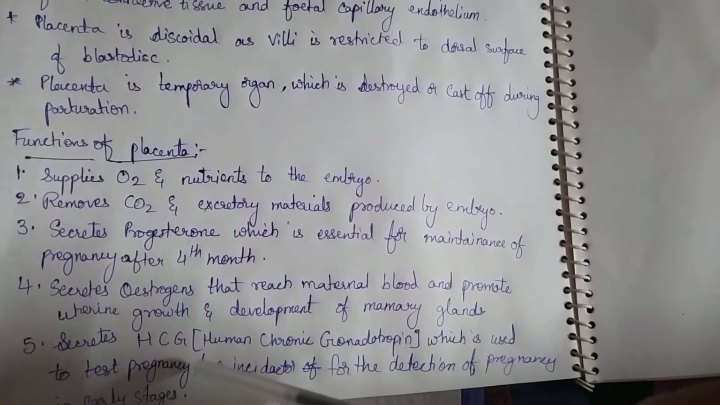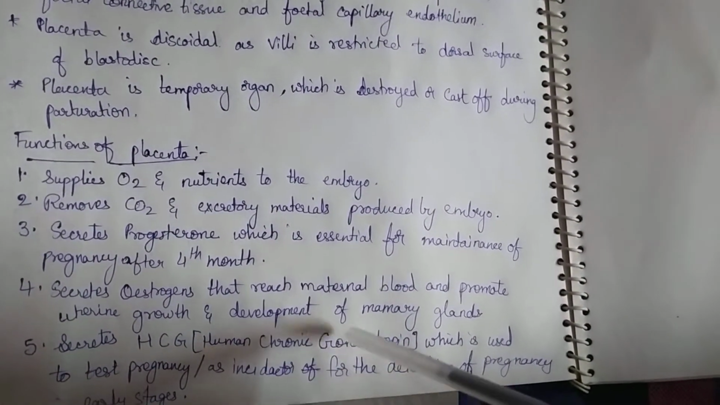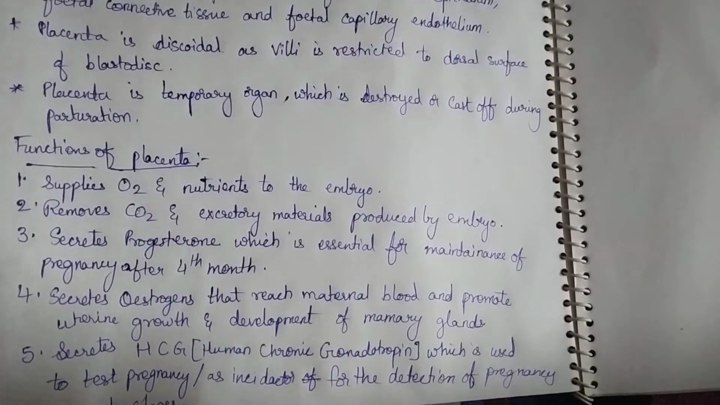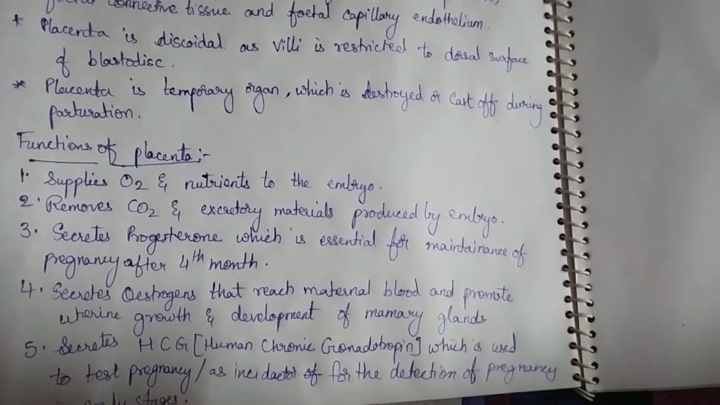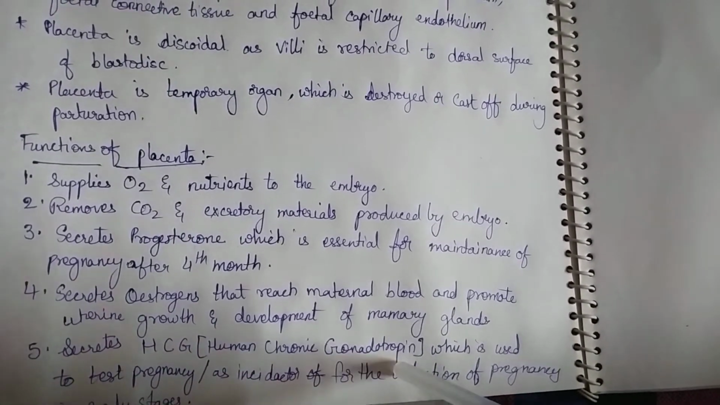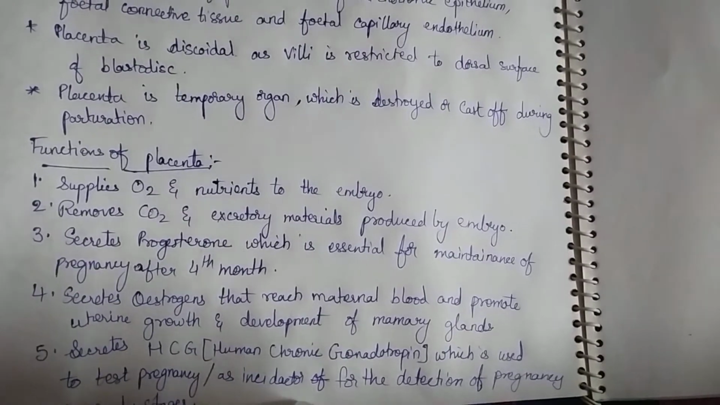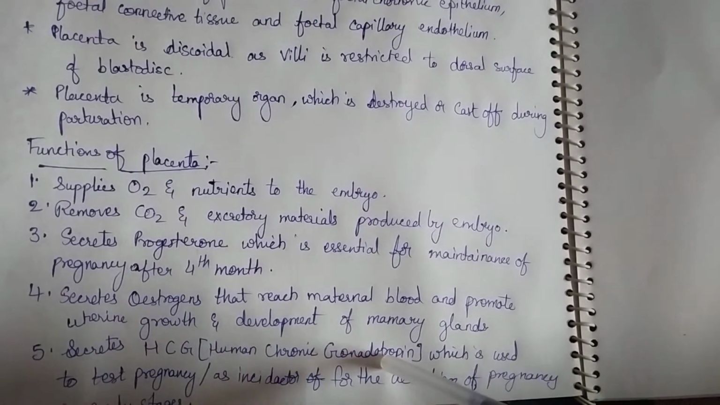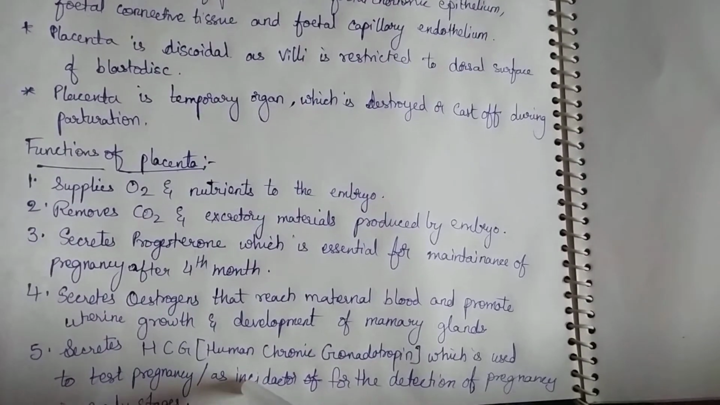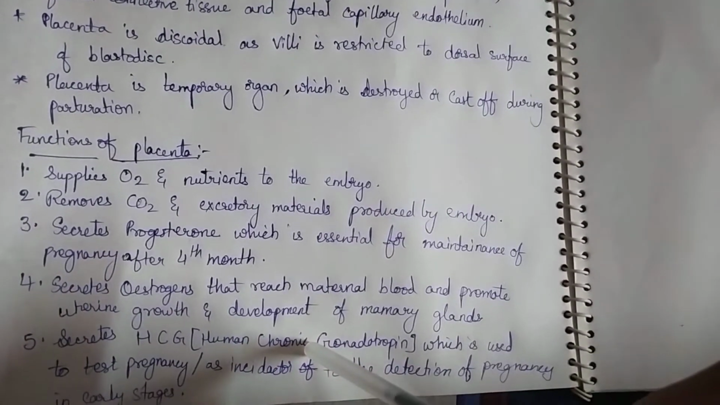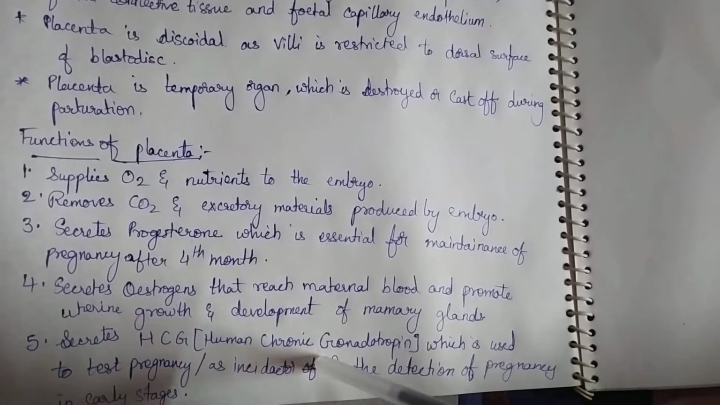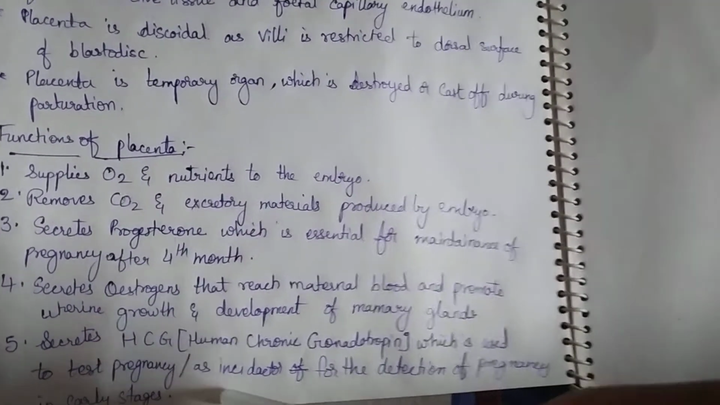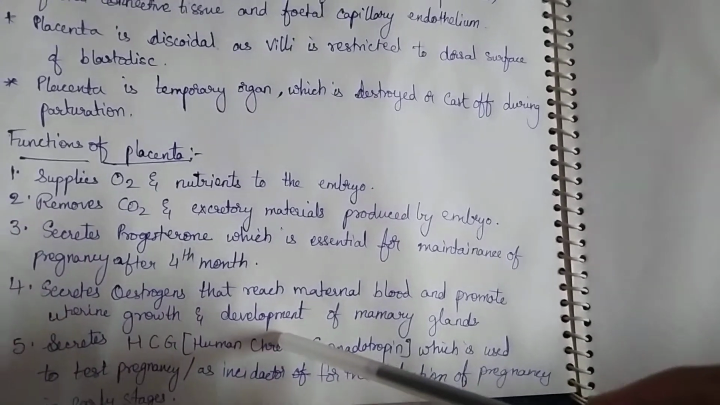It secretes HCG. HCG is human chorionic gonadotropin, which is used to test pregnancy as an indicator for the detection of pregnancy in early stages. It is a main test where they take the urine and test whether the mother is pregnant or not.